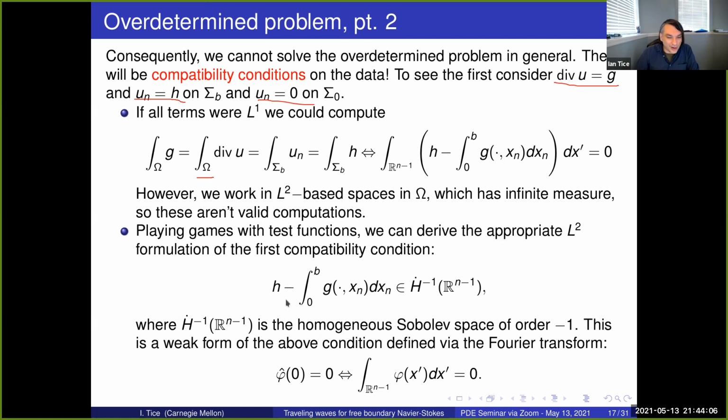And eventually what we can find is that the function H, which is a function on the cross section, minus the function that we get from G by integrating from 0 to B in the vertical direction at every point. So this is just a function on the cross section. This has to belong to the homogeneous Sobolev space H dot minus 1 on the cross section. Now, this looks completely bizarre and seems to have nothing to do with what we derived above.